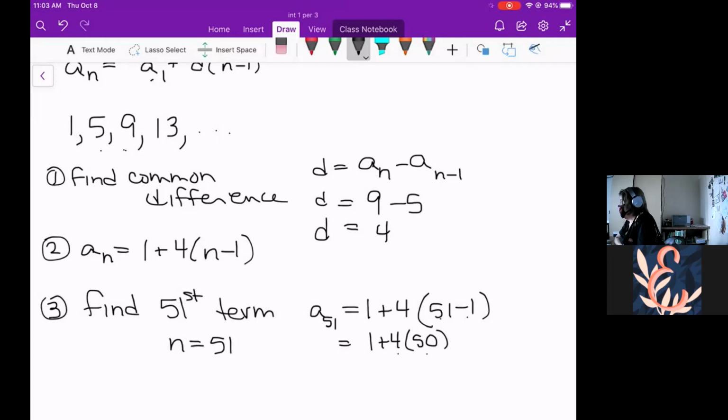So 4 times 50 is 200, plus 1 is 201. So the 51st term is 201. Questions? Ready for another one?